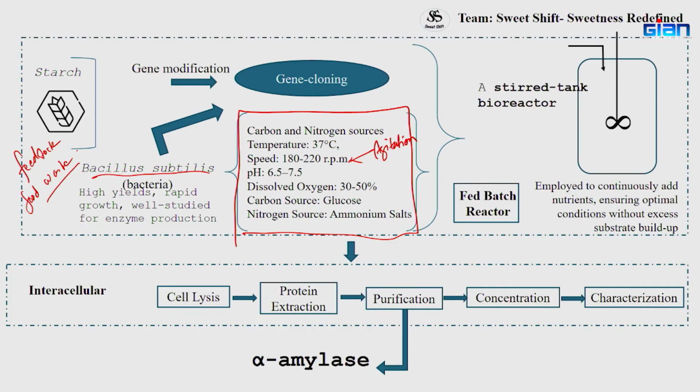So then I selected the batch fed-batch reactor. Even other people did it with this reactor. The main reason is that we can add the nutrients to the substrate. And here the purification, I mean the extraction process, includes the intracellular setup, where the cell lysis, protein extraction, purification, and concentration can be done, through which the alpha amylase can be obtained.